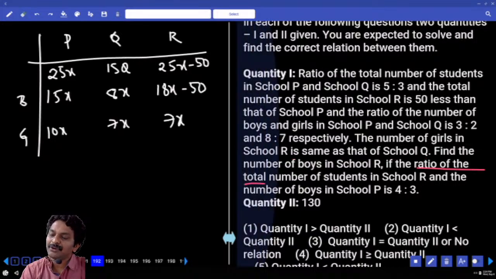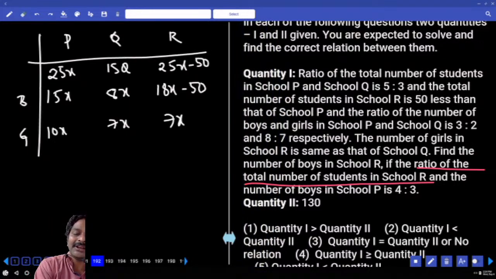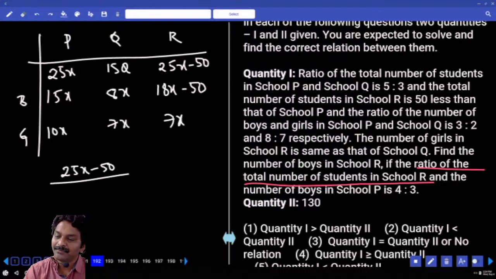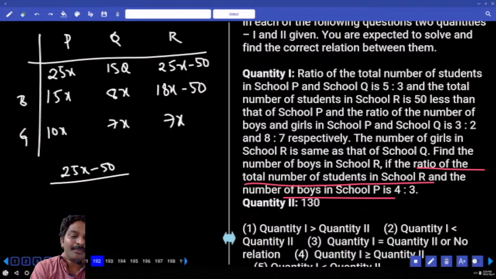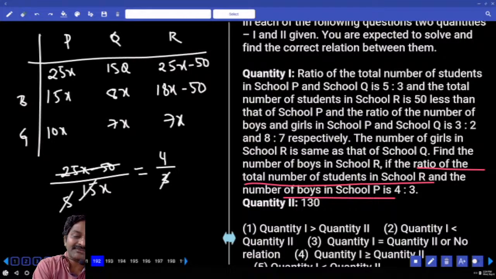Continue. The ratio of boys in P to total number of students in R, which is 25x minus 50, in A by B form. Boys in P is 15x, and the ratio mentioned is 4:3. Cancelling with 5, we get 5x minus 10, and x goes to the right hand side. That means 5x minus 10 is equal to 4x. Then x is equal to 10.